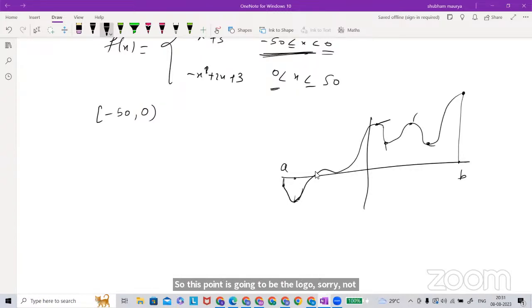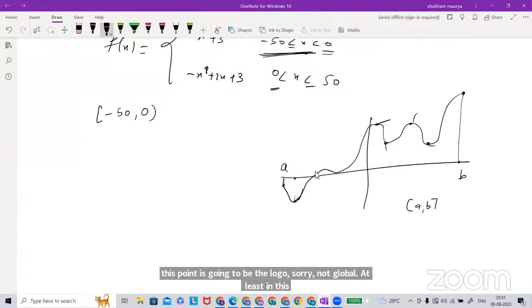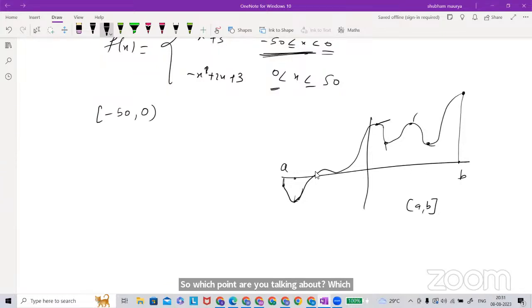Global maxima means, at least in this interval A to B, which point is the global maxima or minima? These points are local maxima or minima. This is the local maxima, these are the local maxima, this is the local minima, and here is the local maxima. This is local minima, this is local maxima. Here, this point is going to be the global minima.